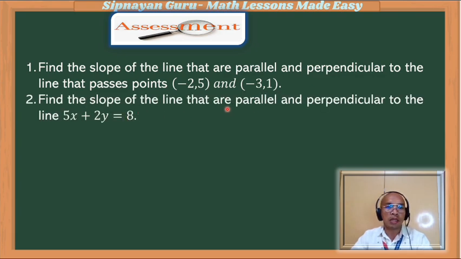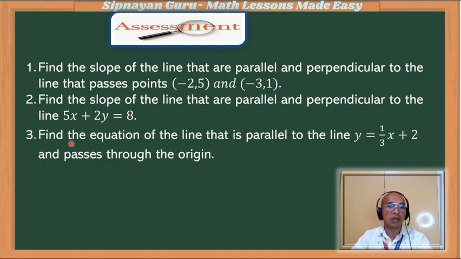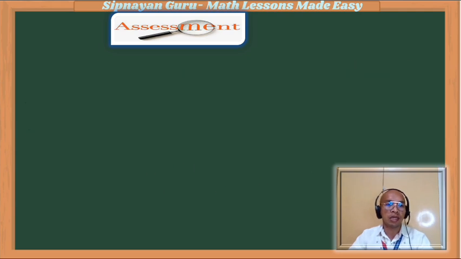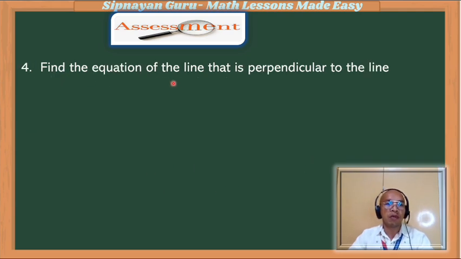Question number 2, find the slope of the lines that are parallel and perpendicular to the line 5x plus 2y equals 8. Question number 3, find the equation of the line that is parallel to the line y equals 1/3 x plus 2 and it passes through the origin. Problem number 4, find the equation of the line that is perpendicular to the line y equals -3x plus 5 and it passes through point (1, 0).